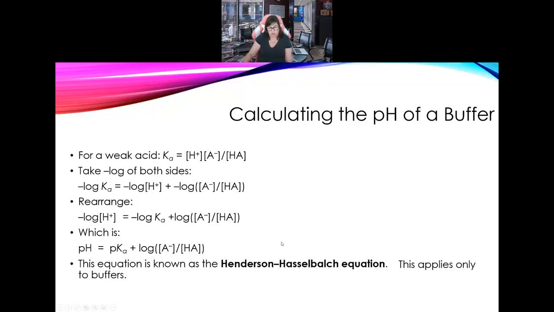I call it the Hasselhoff. It's just an easier way for me to remember it and made it a little less intimidating to me when I was taking this class. So this is how we can calculate those things, as long as we know what the ratio of the A minus to the HA is, or in the case of a base, the conjugate acid and the weak base, we can do that as well. We can do it with the pKb. That's how we can work with it. Okay?